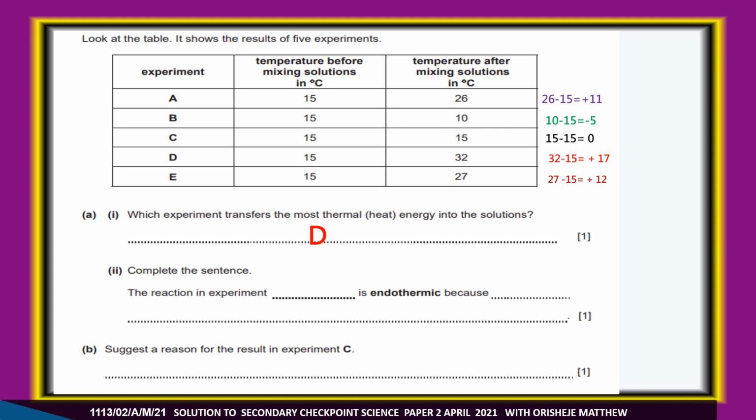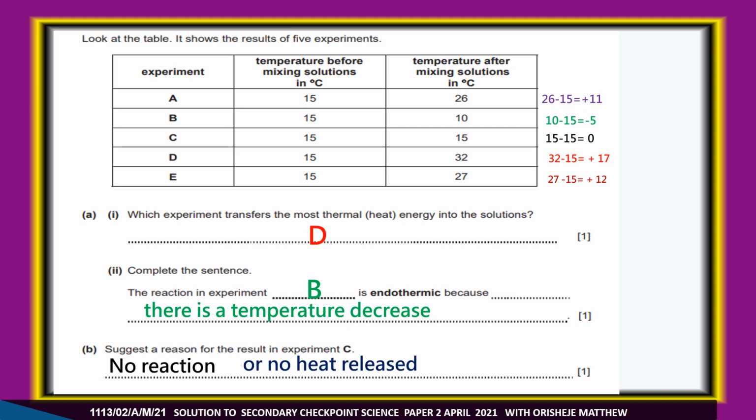Complete the sentence. The reaction in experiment D is an endothermic reaction because there is temperature decrease. Suggest a reason for result in C. No reaction. That's why the temperature remains the same. Or no heat release. No heat is absorbed.